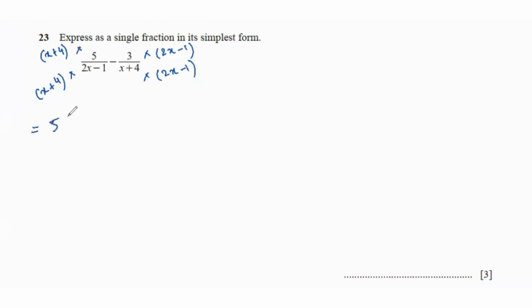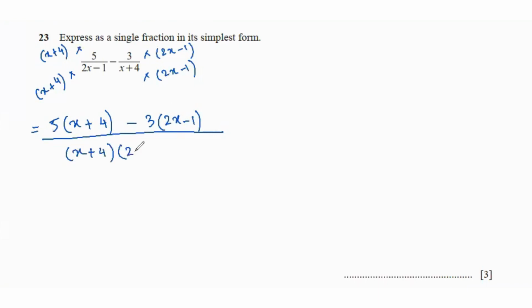So that gives us 5 times x plus 4 minus 3 times 2x minus 1. And this entire thing is divided by x plus 4 times 2x minus 1. As you can see, the denominators were equal now, so I just combined it as a single fraction.